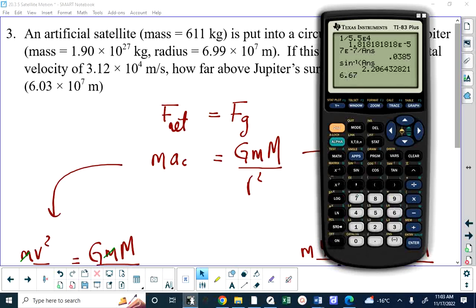G is known to us, 6.67 multiplied by 10 to the negative 11, times the mass of Jupiter, which was given in the question as 1.9 multiplied by 10 to the 27, divided by that speed squared of 3.12 multiplied by 10 to the 4. Don't forget to square it. Just double check everything here.